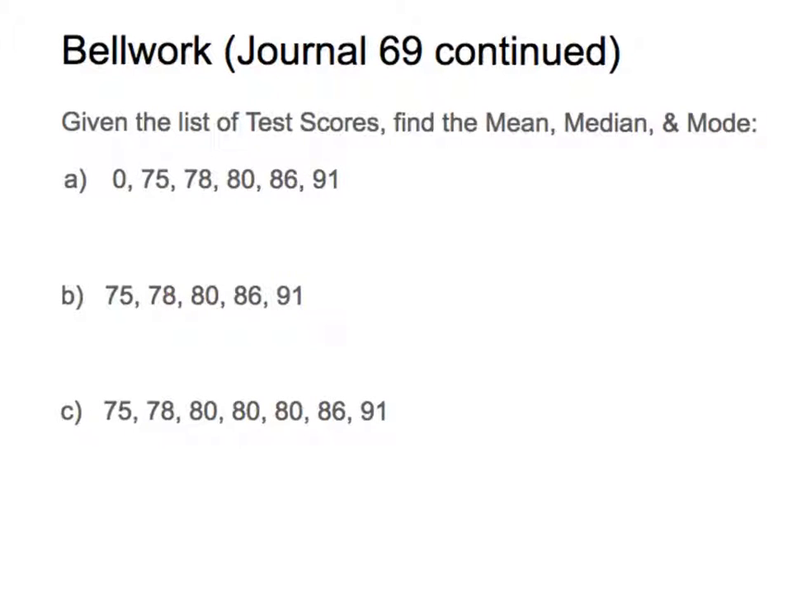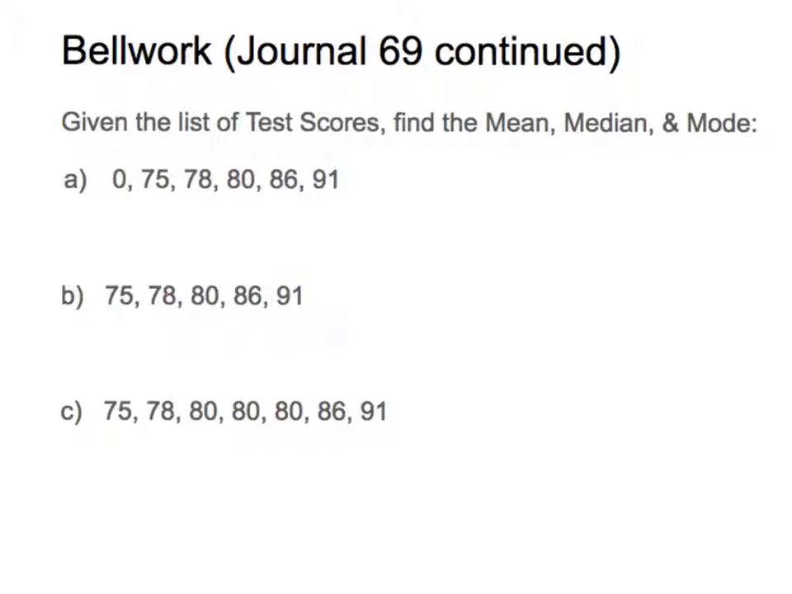All right, so right now we are on Journal 69, and this is part 2 of Journal 69. And we're going to start out with Bellwork. In Bellwork, you have 3 lists here, and you're going to have to find the mean, median, and mode. So take a look at these 3 lists first. I would start out by finding the mean.